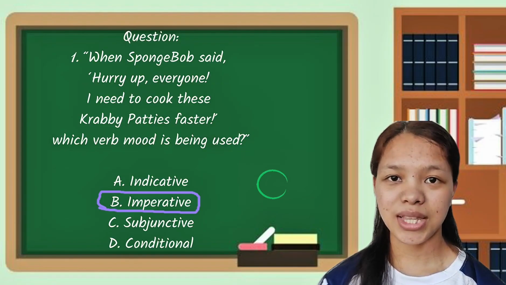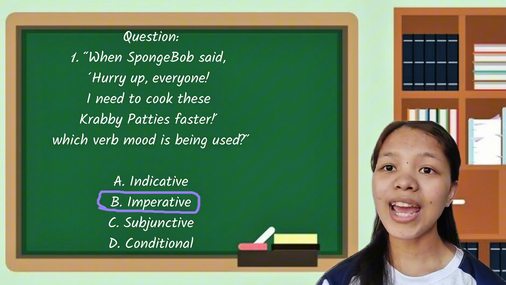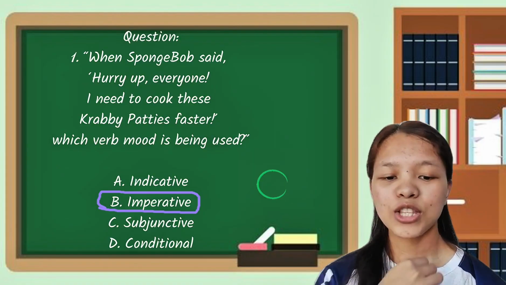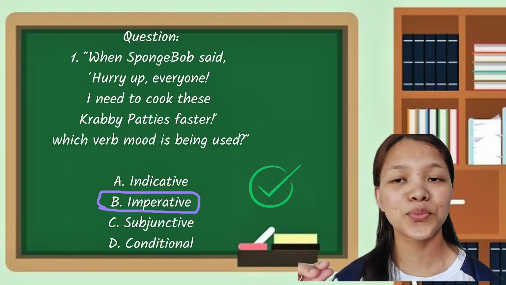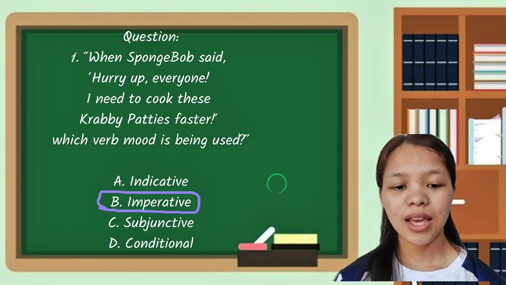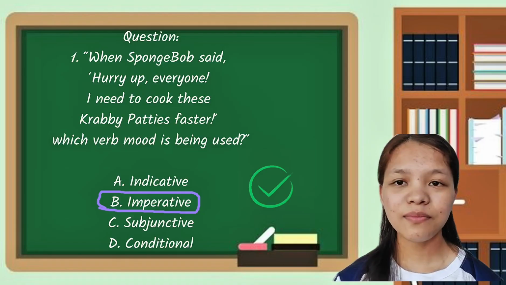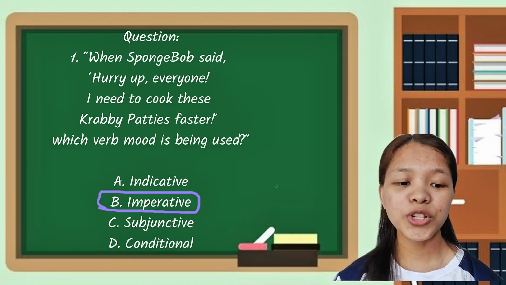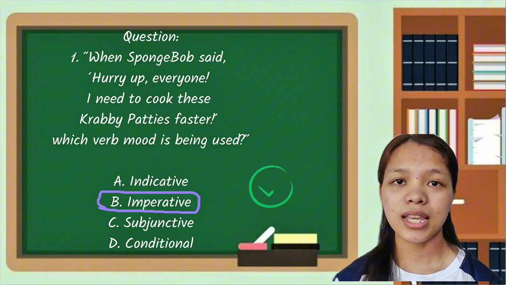It is imperative. So why is it imperative mood? Because imperative mood is used to give commands, requests, or instructions, right? In the sentence, SpongeBob is telling everyone to hurry up, which makes it an imperative statement. Is it clear? Alright, very good.